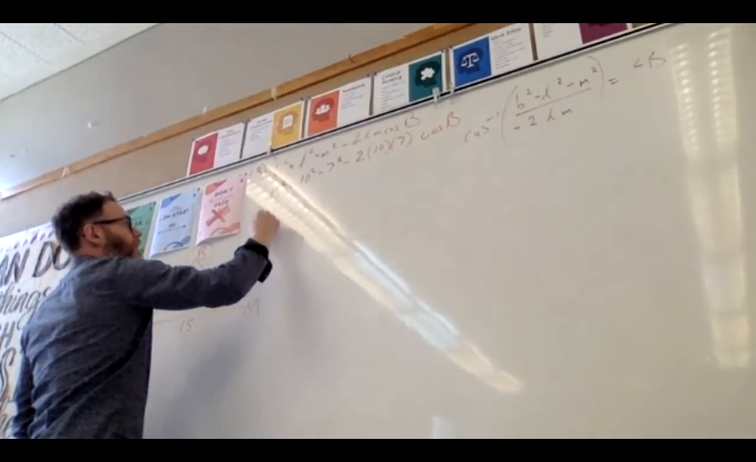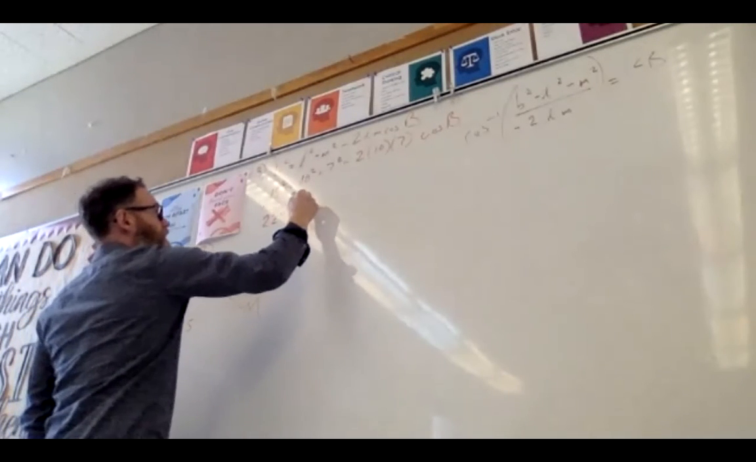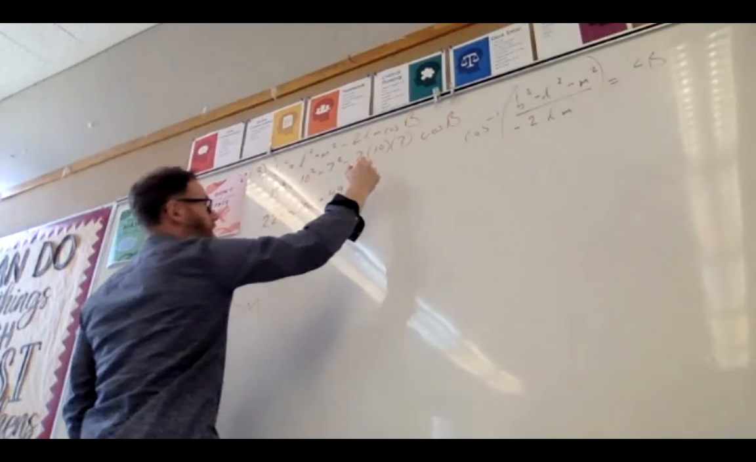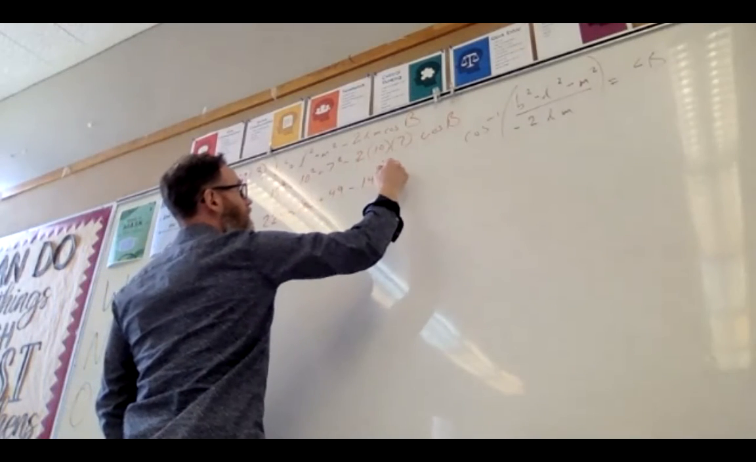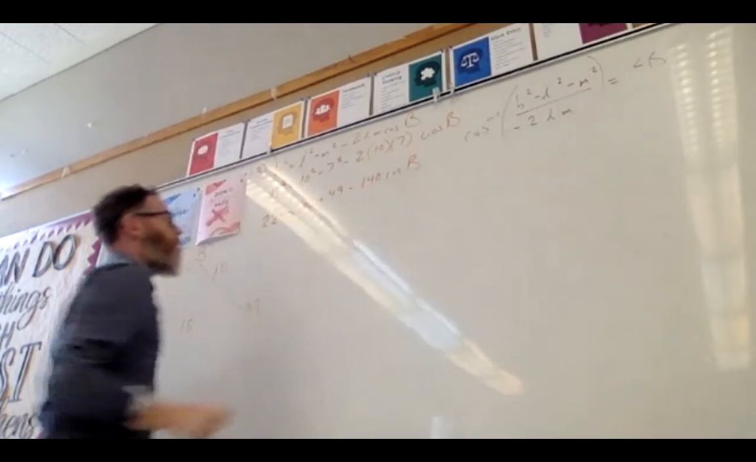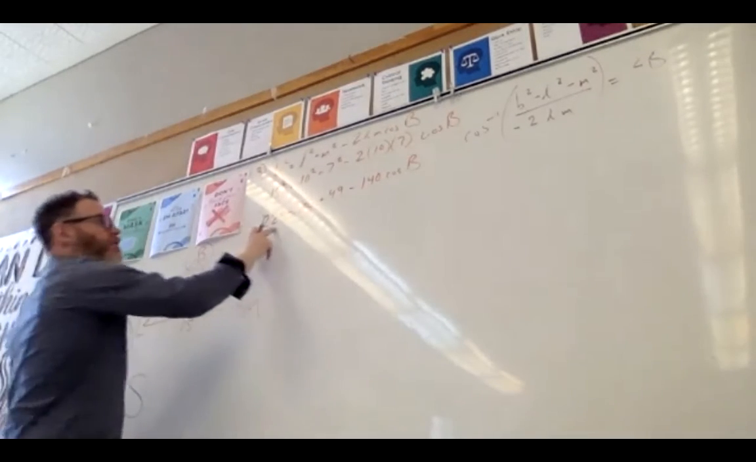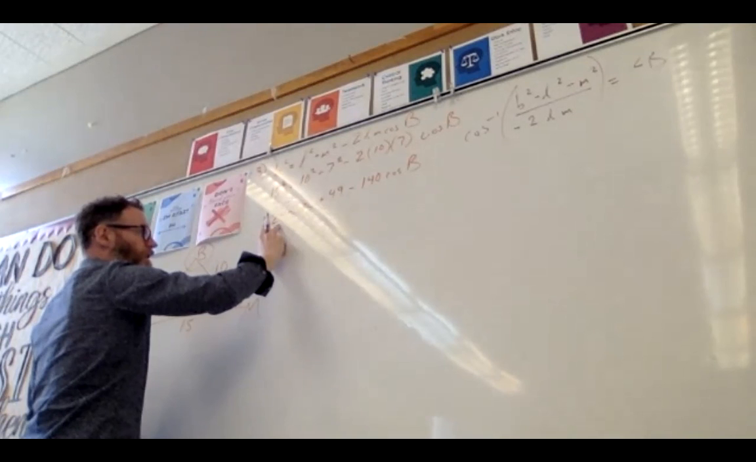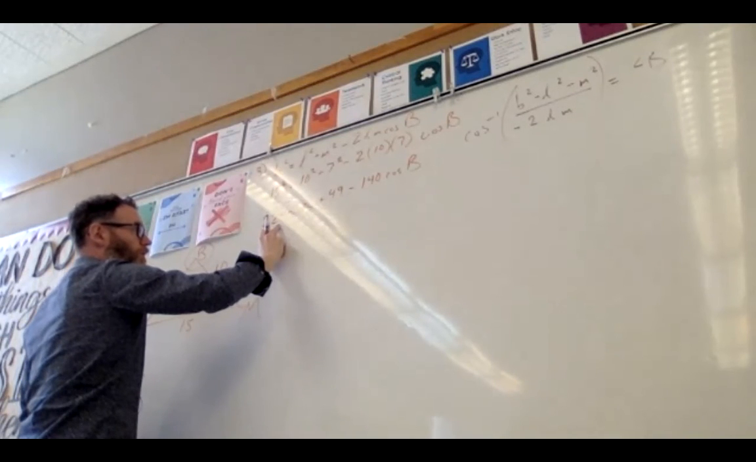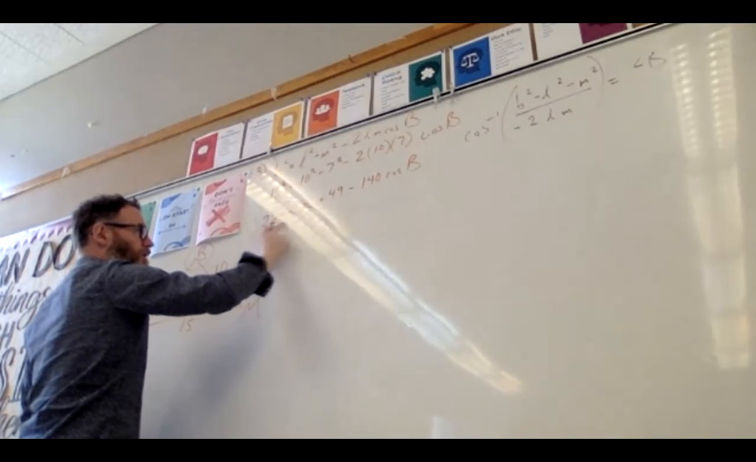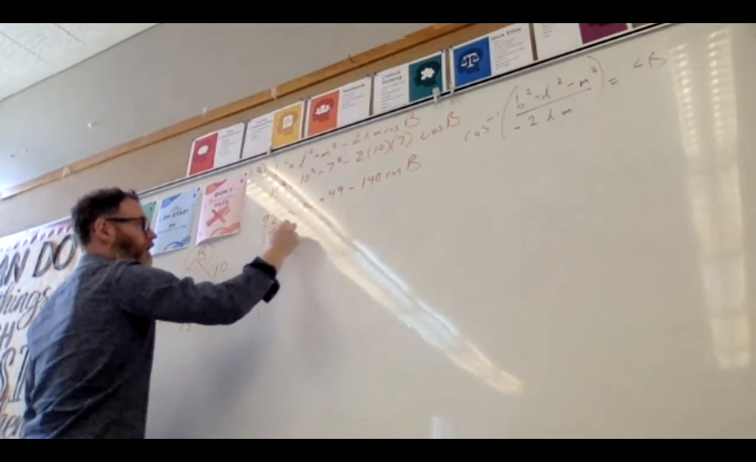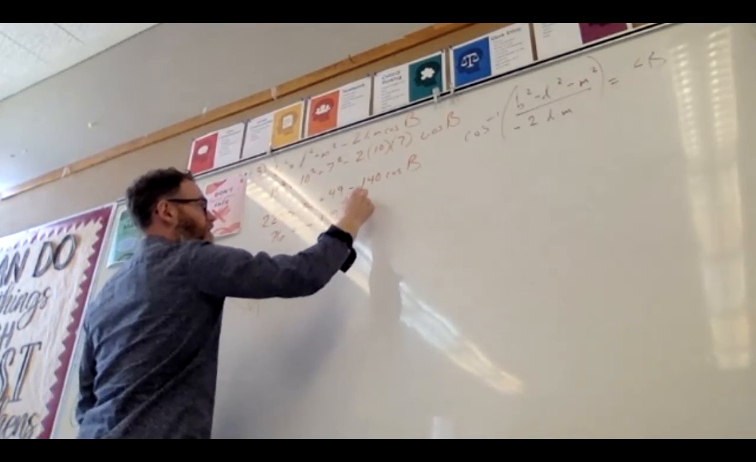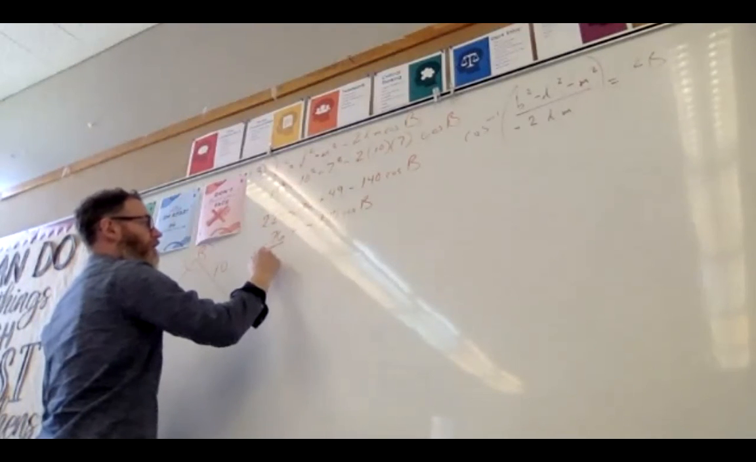15 squared is 225. 10 squared is 100. 7 squared is 49. Minus 2 times 10 is 20, 20 times 7 is 140, minus 140 cos of B. So now it's 225 minus 100 minus 49. That's 125, 76. I'm going to check it. Equals negative 140 cos of B. Divide both sides by negative 140.